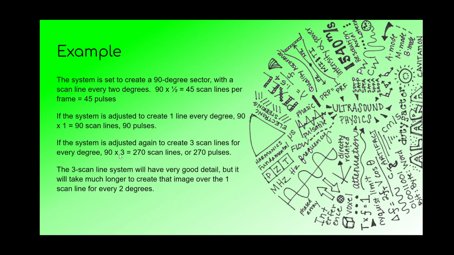If we increase that again to making the system create 3 scan lines for every degree, then we are going to have 90 multiplied by 3, or 270 scan lines, which would need 270 pulses. So what we will see from this is that our low line density, our first example here, is going to have superior temporal resolution because it has the fewest amount of pulses. However, the most detail or spatial resolution will be seen with this one because we're going to have those scan lines packed really close together, so we can get a lot of detail from the image.